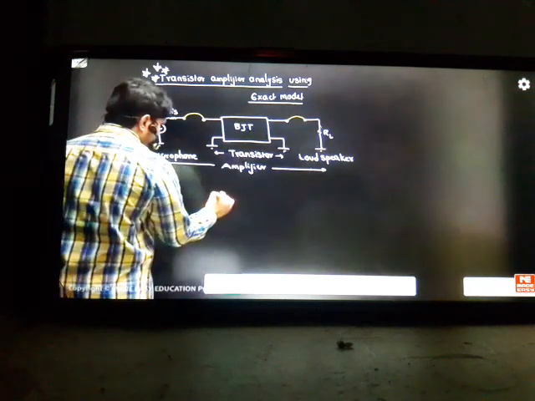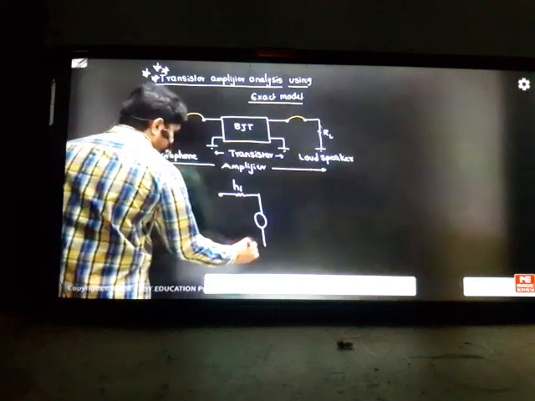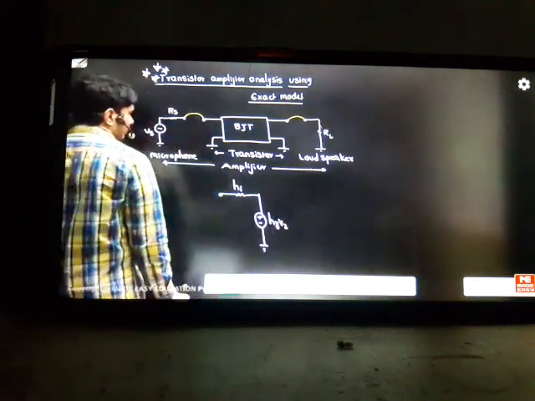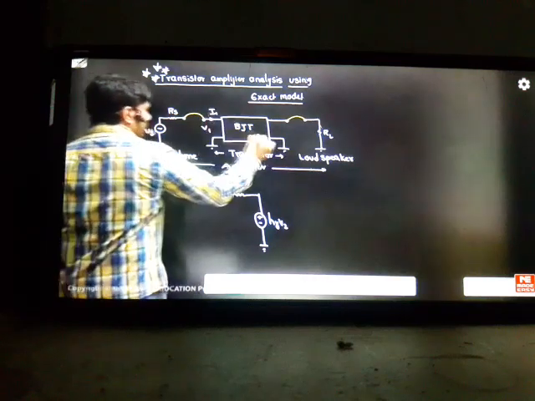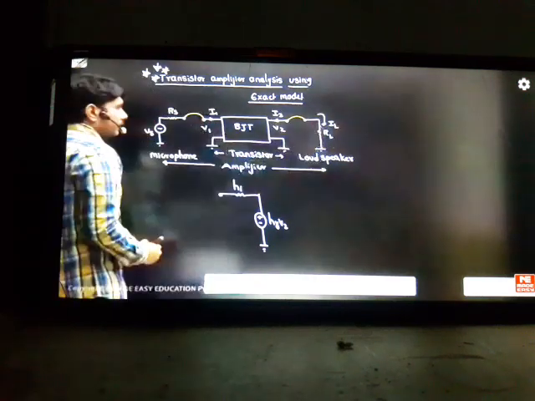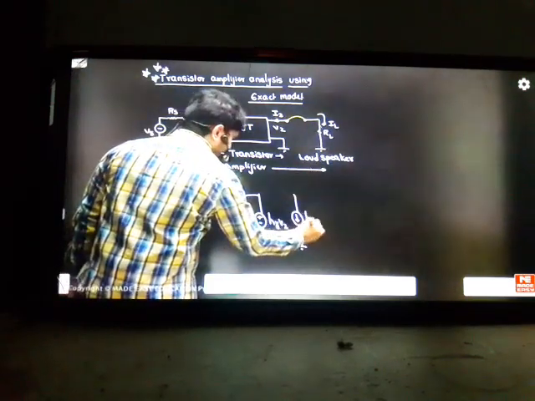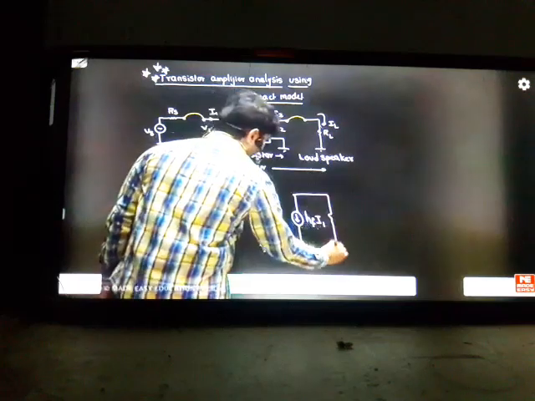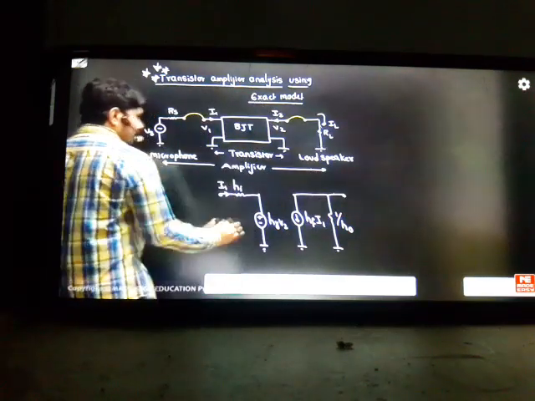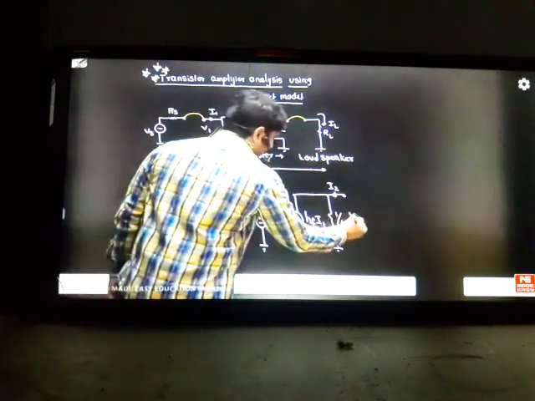BJT has to be replaced with the model: hie and a source, and you can keep ground here if you want. This is plus minus hre into V2. Take this as V1, this as I1, this as V2, and this as I2, and your amplifier load current as IL. Next we have the current source hfe into I1, and here 1 by hoe. This current is I1, this current is I2, this is your V1 voltage, this is your V2 voltage.